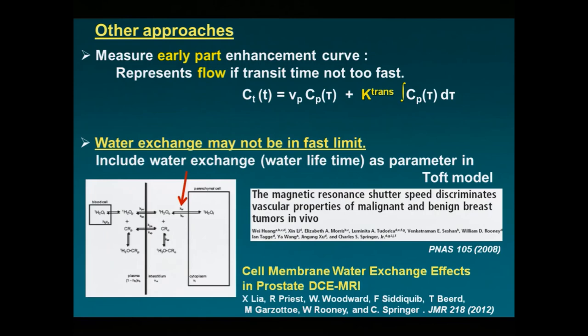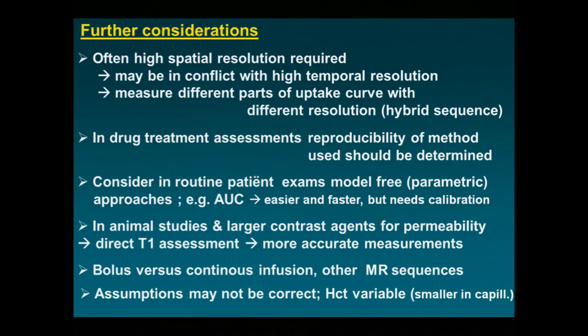So finally, some further considerations. Often high spatial resolution is required, especially if you want to assess additional parameters from your model, and the high temporal resolution may be in conflict with your high spatial resolution. So what we do, and what many others are doing, is that the different parts of the uptake curve are sampled with different time and spatial resolutions with hybrid sequences. What is very important, which I didn't discuss, is that in drug treatment assessment, reproducibility of your method is very important, and that should be a standard feature of such an assessment.